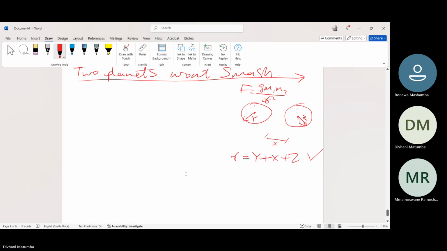Mamswan, do like charges attract or repel each other? Like charges, yes, they repel. Okay, perfect.